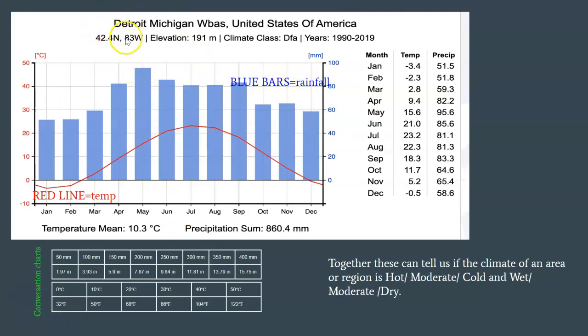There's a title usually up at the top, so this one's talking to us about Detroit. And then along the bottom of our graph is months. So that is a climate graph. Together these can tell us if the climate of an area is hot or moderate or cold, and wet or moderate and dry. It just tells us a lot of information.